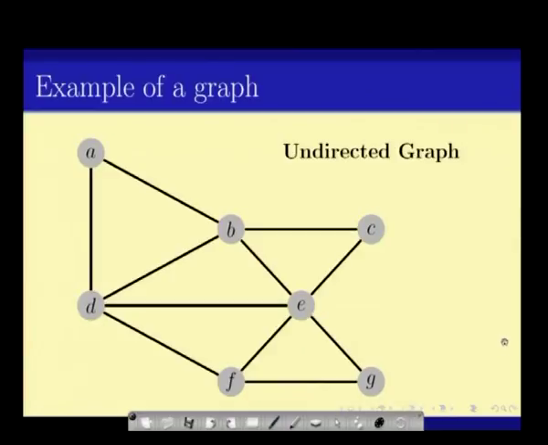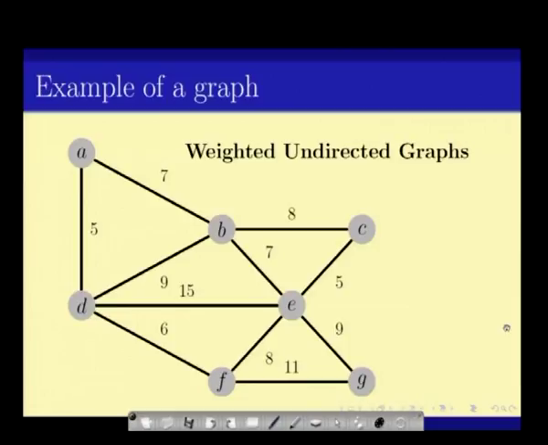For example, here it is an undirected graph. That means this line here indicates that AB is an edge. This one here indicates that BC is an edge. There is no edge between C and G, which means that CG is not an edge in this graph. We can also have weights on these edges. For example, this edge has weight 8 and that edge has weight 7 and so on. In that case, we call it a weighted undirected graph.